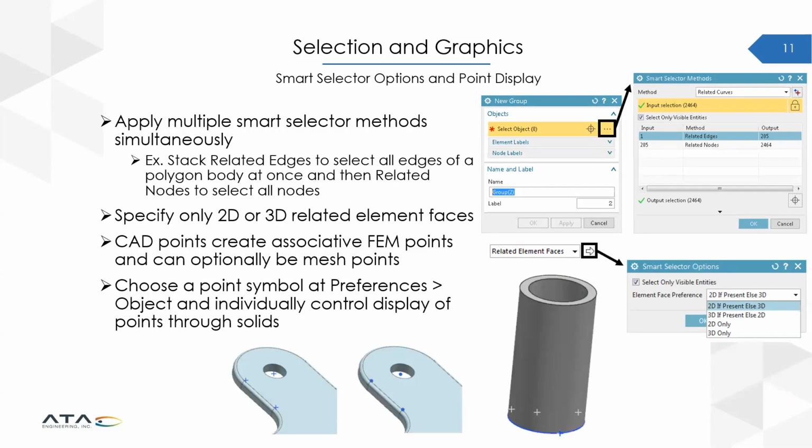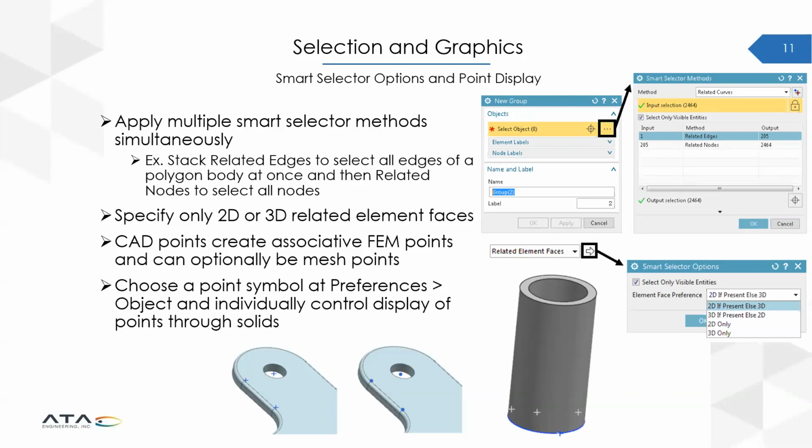Continuing on with selection and graphics, there's a new capability that allows users to apply multiple smart selector methods simultaneously. Anytime you're in a window where you're picking entities, for instance, I have a group window here, there's going to be this new button. If you click that, it'll open up a Smart Selector Methods box, and this is where you can choose multiple selector methods.